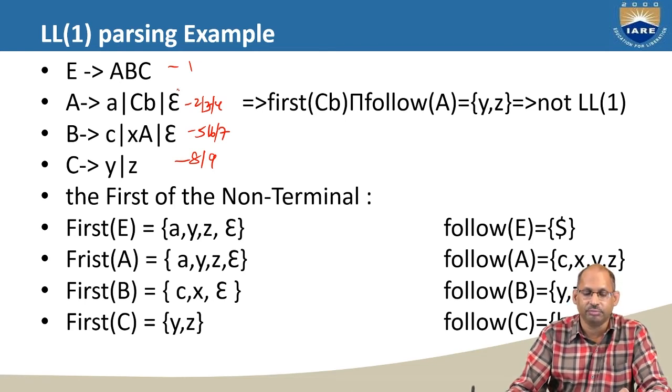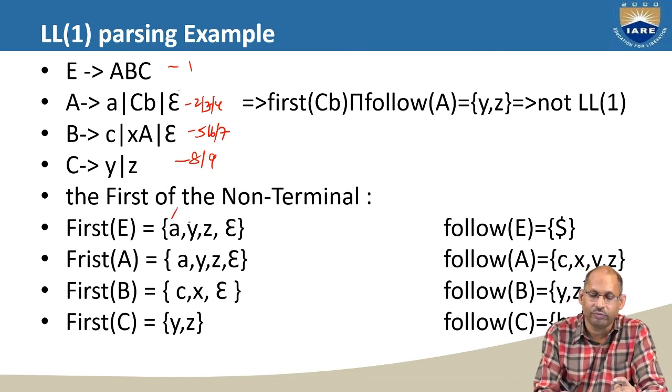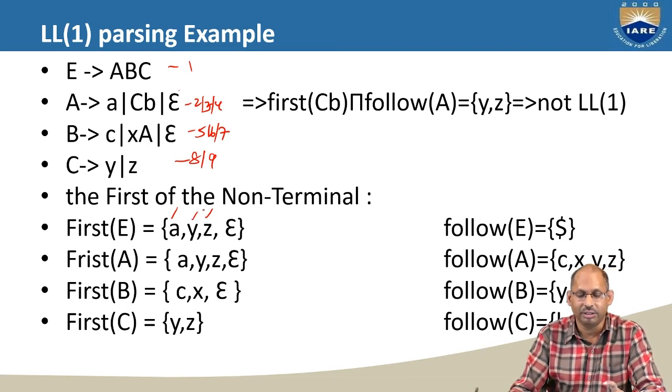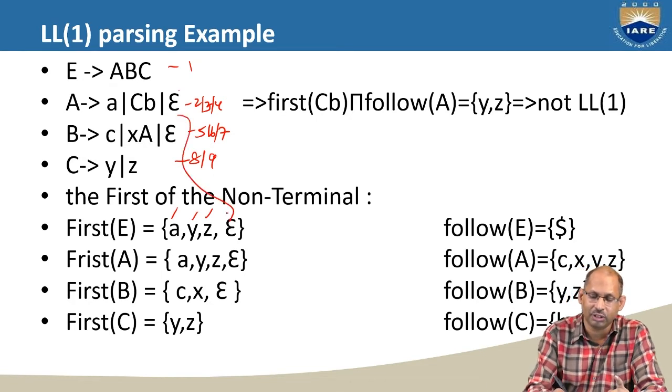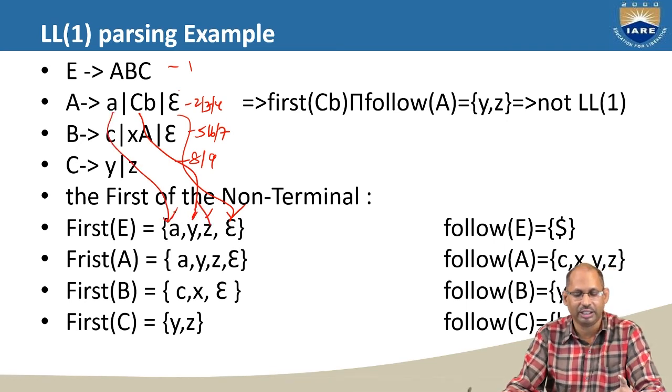First of E is first of A. First of A is A and first of C. What is the first of C? YZ. So A, YZ. Right? Then finally here epsilon. So epsilon as it is, we have to consider. For C, it is YZ. For this, it is A, YZ, epsilon.